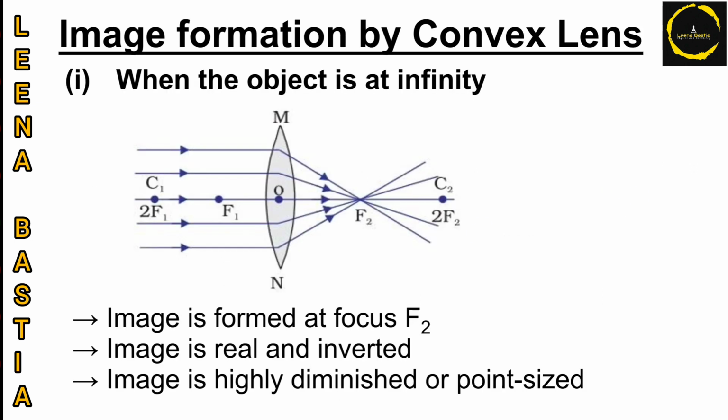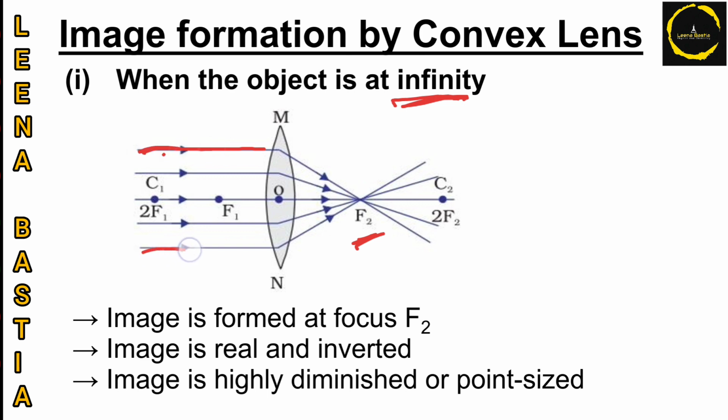Let us move to the first one. In the first case, in case of convex lens, if the object is placed at infinity, what happens? All the rays must be parallel to the principal axis, isn't it? So on the other side, it will converge at this point. One ray, because we know that in case of infinity, all rays are parallel.